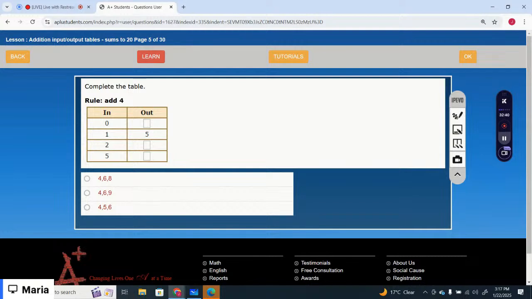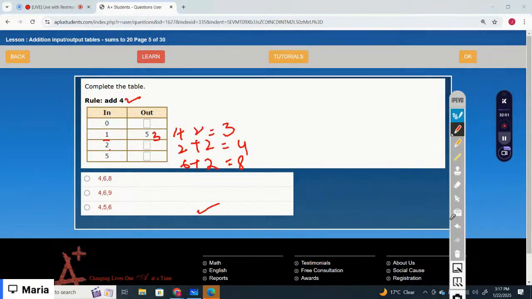Complete the table. So which is the correct option? You need to add 4, right? So you have to add to each input value, right? The input value is 0. 0 plus 4 makes 4. The input value is 2. 2 plus 4 makes 6. The input value is 5. 5 plus 4 makes 9.